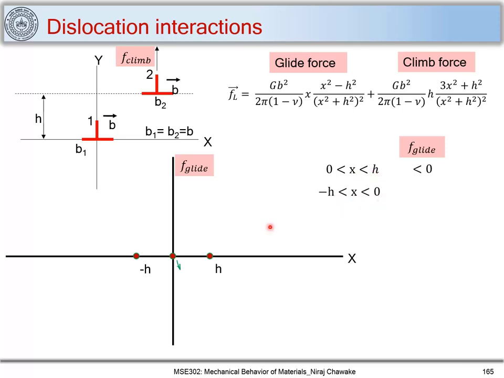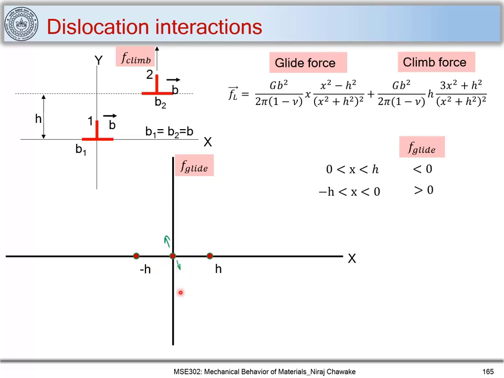Now for x between minus h and 0, x is negative here, and x is less than h, that means this term x square minus h square will also be negative. Negative and negative will become positive. So you have glide force to be positive when x is between minus h and 0. Let us mark that also. Because of the nature of this expression, it reaches a maximum positive value of glide force and then starts decreasing. So it has this maximum value of glide force for x between 0 and minus h.